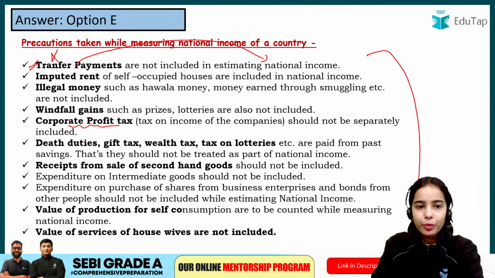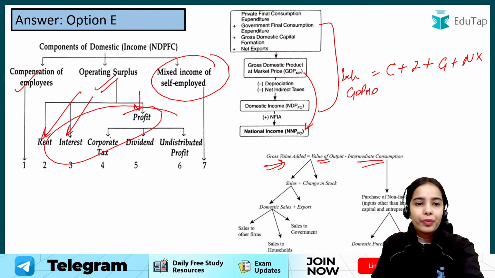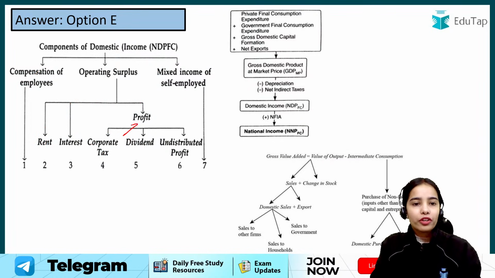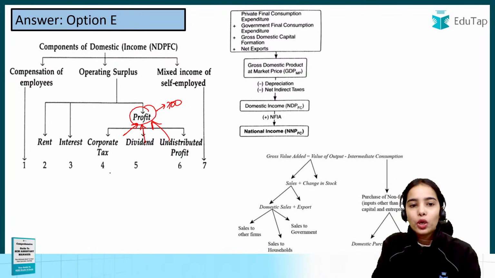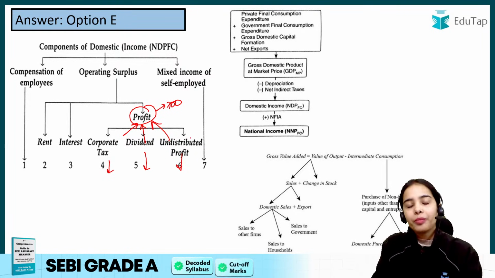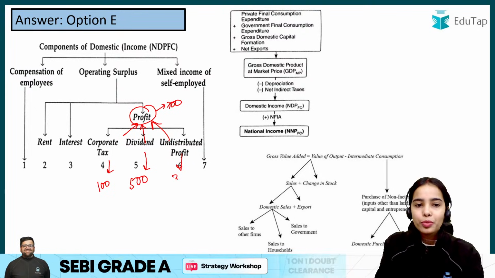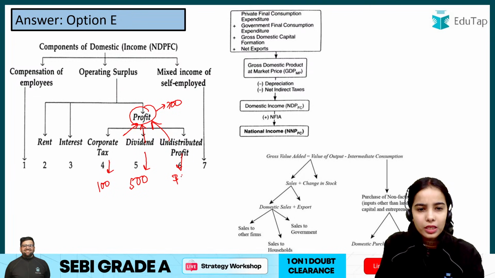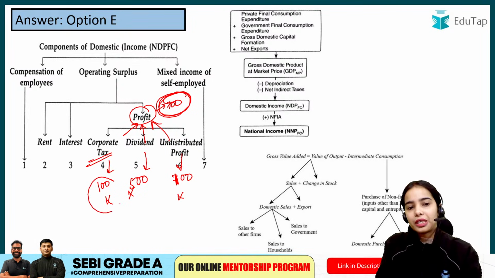Now corporate profit tax is not included in the national income separately, because corporate tax is already a part of profit. Dividend is already a part of profit. Undistributed profit is already a part of profit. So if you are including the profit, you will not include it separately again, because that will lead to double counting of the same income. So corporate profit tax is, let's say, 100, dividend is 500, undistributed profit is, let's say, 100 only. So if you have included the profits, you will not include the corporate profit tax separately, because it is not required.